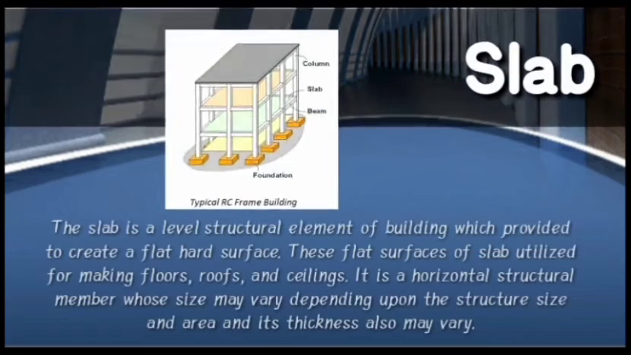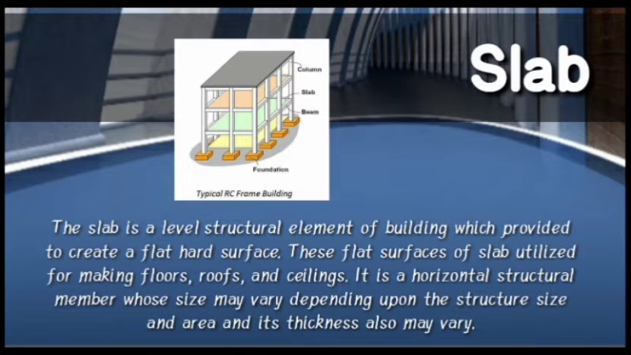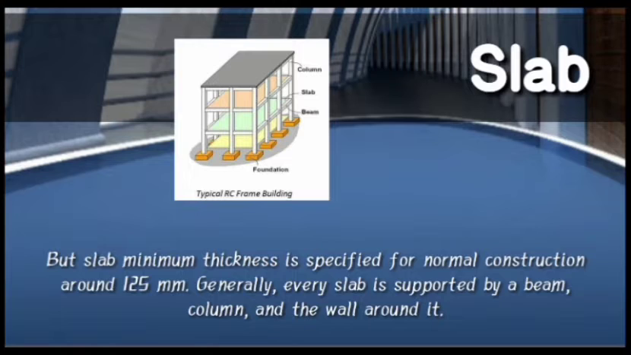For the slab, it is a level structural element of a building which is provided to create a flat hard surface. These flat surfaces of slab are utilized for making floors, roof, and ceilings. Its size varies depending upon the structure size and area, and its thickness may also vary. Slab minimum thickness is specified for normal construction at around 125 mm. Generally, every slab is supported by a beam, column, and the wall around it.